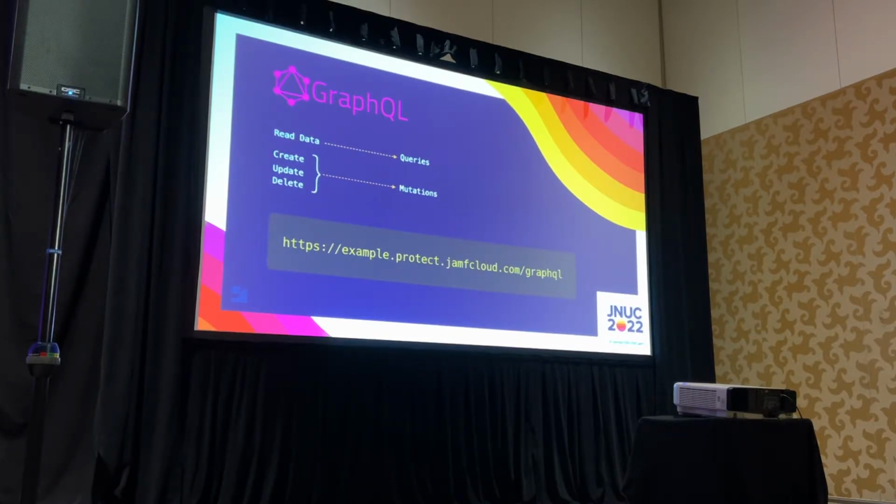And again, both queries and mutations go to the exact same endpoint. So for example, in your Jamf Protect tenant, you will have your tenant name followed by .protect.jamfcloud.com/graphql. This is where all your queries are going to be targeted.